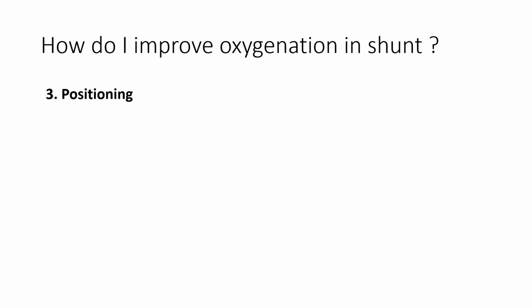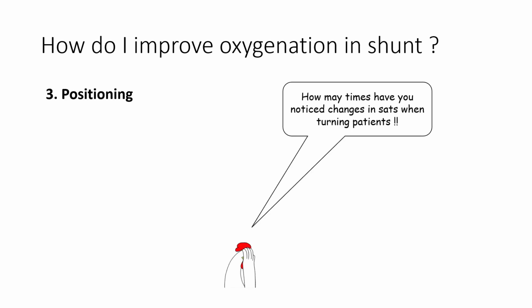Positioning is the simplest way to improve oxygenation in a shunt. Let's see how it's done. You might have noticed on the rounds that turning patients can often result in hypoxemia or worsening SATs. So let's talk about West lung zones.